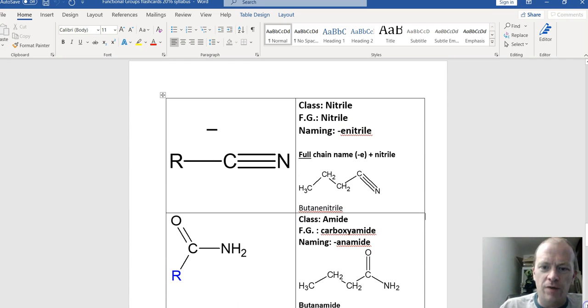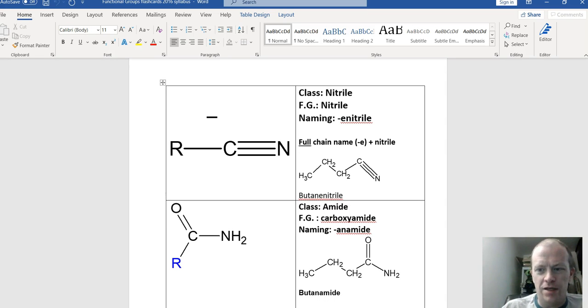Nitrile is another one. That's a carbon triple bonded to a nitrogen. That's always going to be at the end of the chain, kind of by definition. And basically there, you just say the full name. Notice we're not dropping the E or anything of the carbon chain. We add nitrile on the end. So the 4 carbon long chain there with this triple bonded group is going to be butane nitrile.